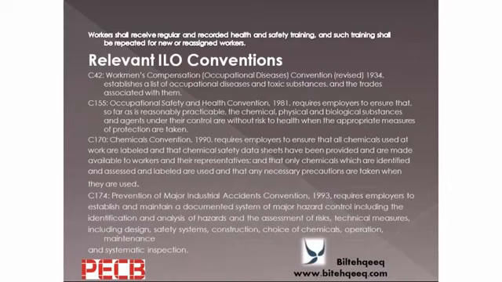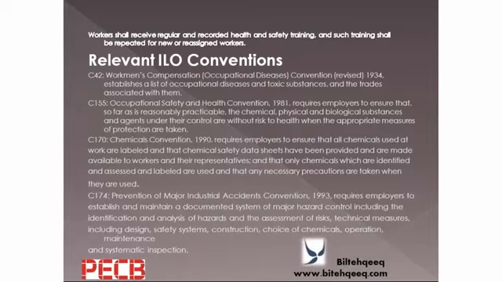And the next is the Chemicals Convention 1990, which requires the employer to ensure that all the chemicals used at work are labeled and that chemical safety data sheets have been provided. And the next one is the Prevention of Major Industrial Accidents Convention 1993. The focus of all these conventions is that hazardous material should be taken, handled or managed in a careful way, so that it does not destroy or damage the health or life of any worker, or property, or the surroundings.